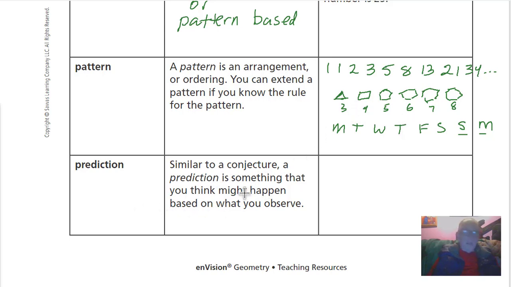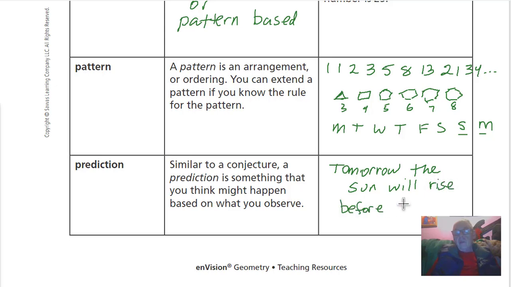And a prediction is similar to a conjecture, as something that you think might happen based on what you observe. So I predict that tomorrow the sun will rise before 7 a.m. So that's my prediction. Let's see if it happens. Okay, so that's that for these.